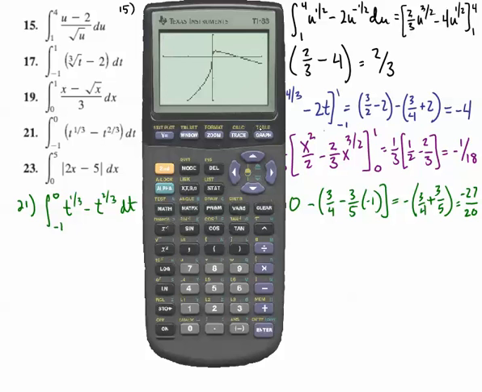When I go to graph it, you can see we're looking for the definite integral from negative 1 to 0. And so simply second calc option number 7, negative 1 to 0. That's the upper limit. And we get negative 1.35, which is negative 27 over 20. Don't worry about the little remainder there. That just has to do with the error that the calculator introduces by not having an exact answer.